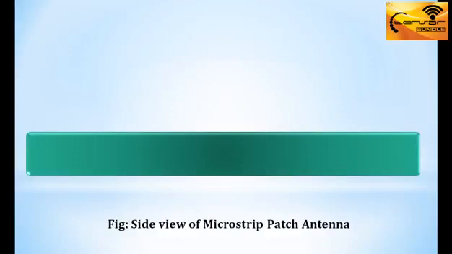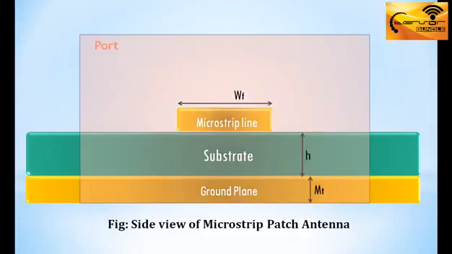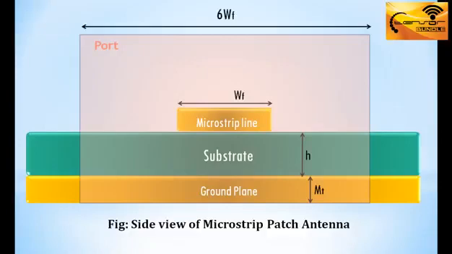This is the substrate, the ground plane is at the bottom, and then the microstrip line is at the top. This is a side view of the antenna, and the intended port is marked by pink color. The rule of thumb is that the width of the port must be 6 times the width of the microstrip line WF, and the length must be 5 times the substrate thickness H plus the ground plane thickness MT.